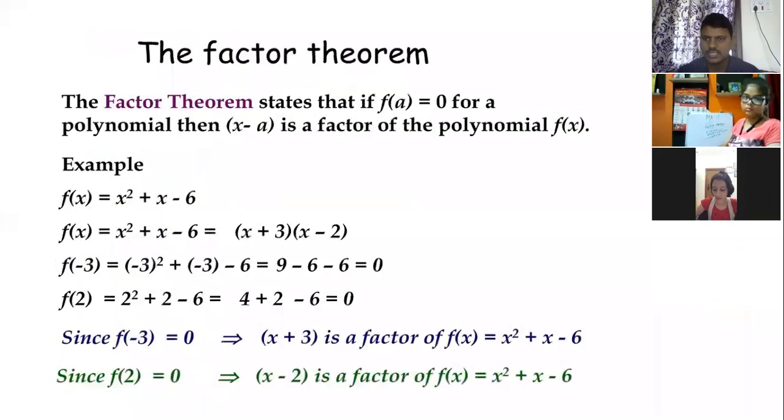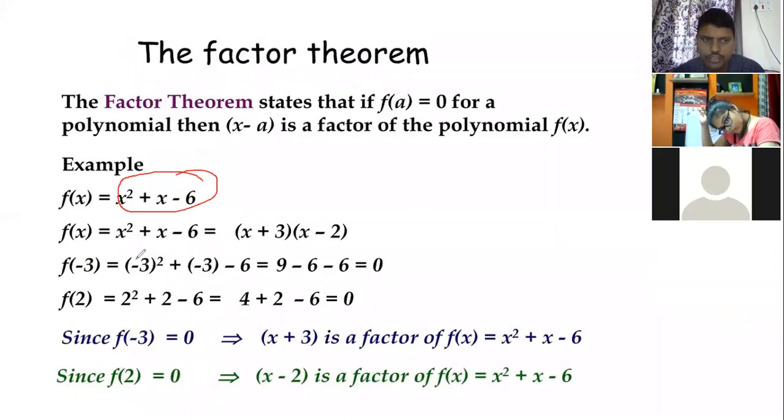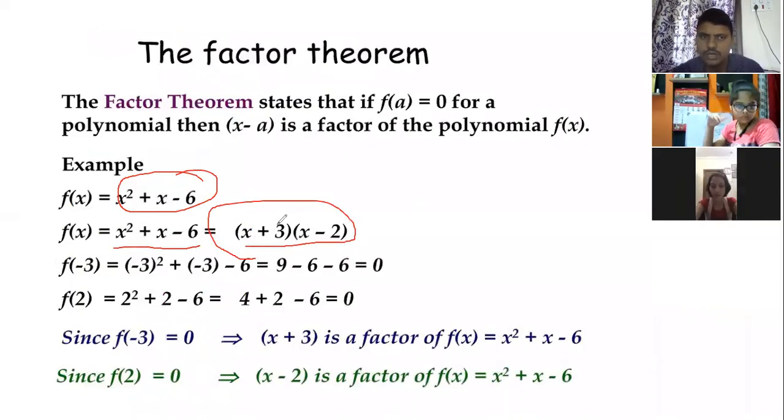Children, come back. Last, today I want to close this. Stop writing. All of you look here. Final. If you take, for example, x square plus x minus 6, if you do splitting middle term, you will get x plus 3 into x minus 2. Here plus 3 is there. If you substitute minus 3, you will get answer 0. Here minus 2 is there. If you substitute plus 2, you will get answer 0.